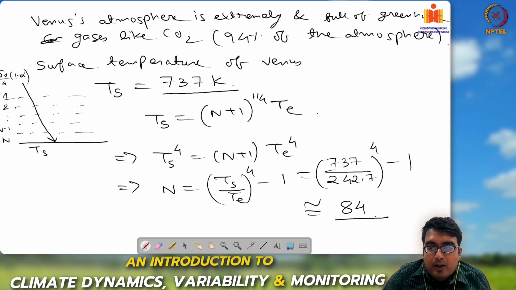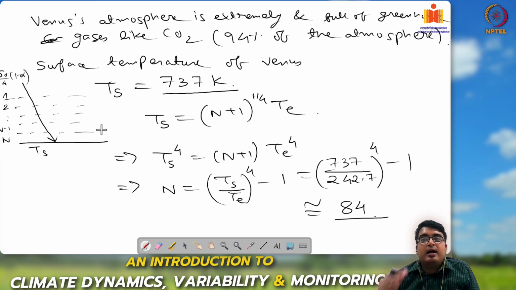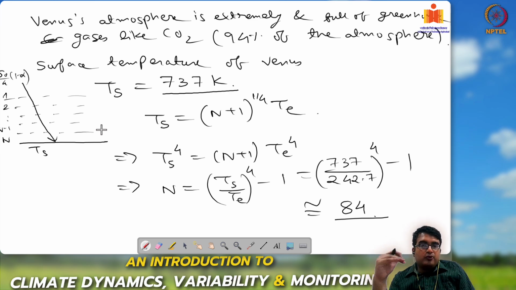So we can model the Venetian atmosphere as composed of 84 isothermal perfectly absorbing layers of atmosphere, starting from close to 737 Kelvins on the ground and going up to 242 Kelvins at the top.